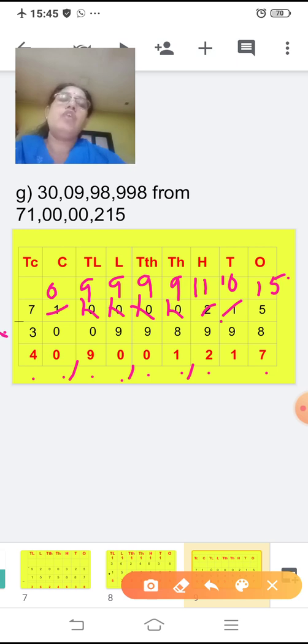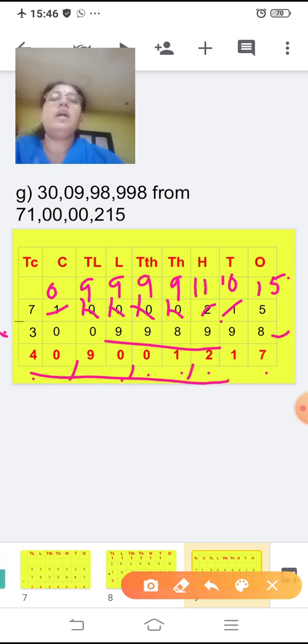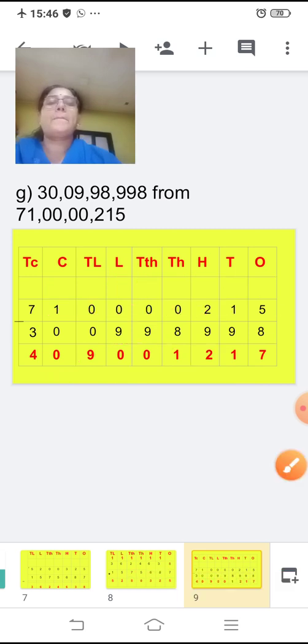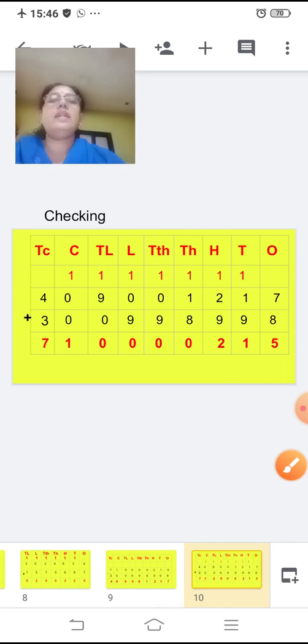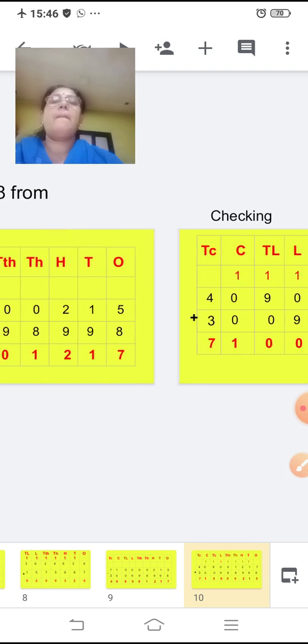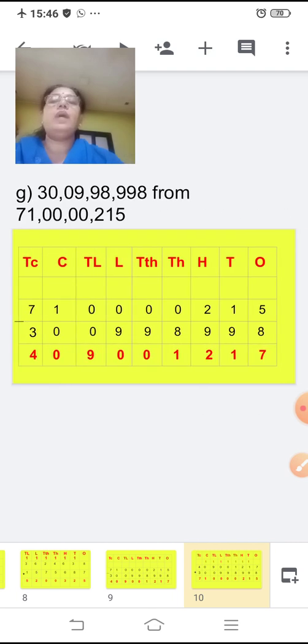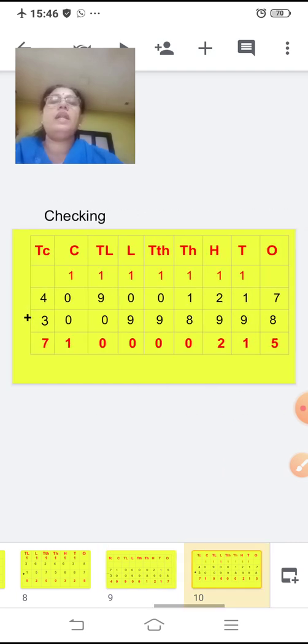1217. Now for checking the answer, the same way, add the difference and the subtrahend, you should get the minuend, that is the first number. You will add the difference and the subtrahend, and you will get the minuend, that is 71 crore 215. Just check after doing it.